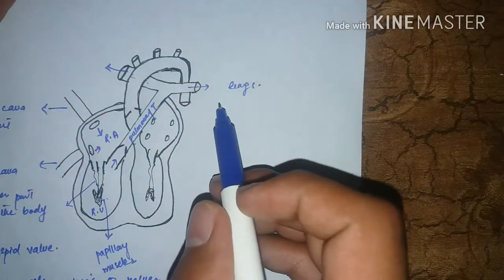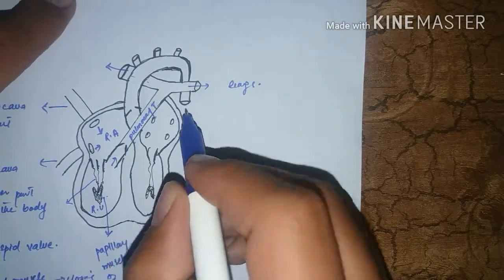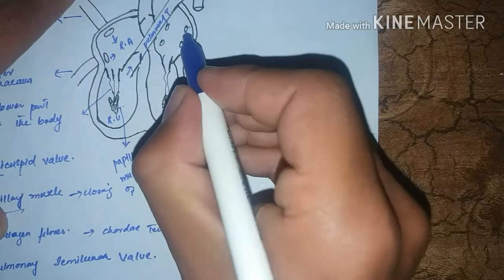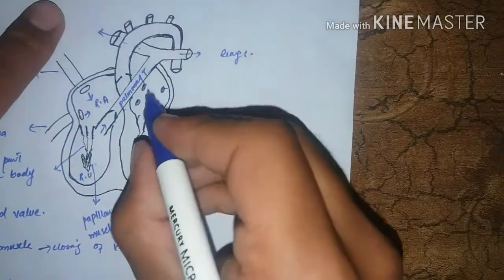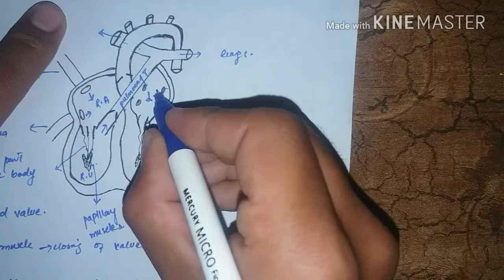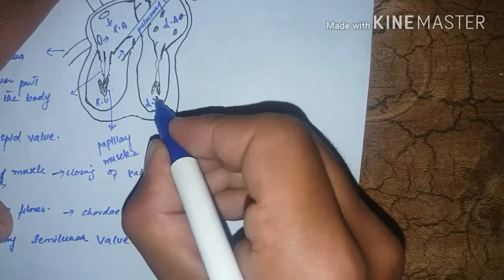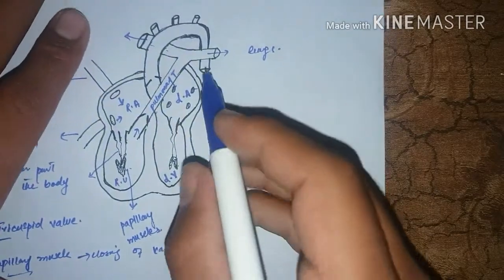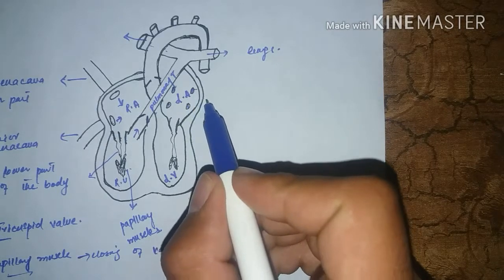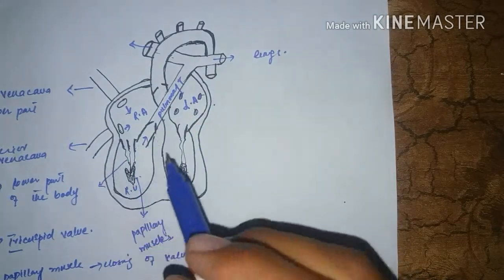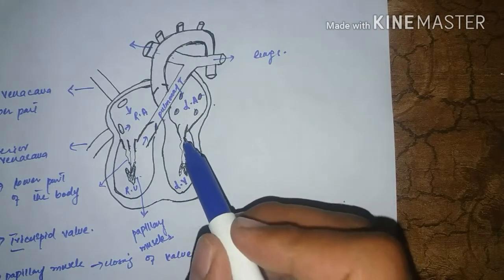After oxygenation, blood comes back through the pulmonary veins. These are the pulmonary veins from where blood comes to the left atrium. This is left atrium. This is left ventricle. When the blood comes from the pulmonary veins to the left atrium, it goes down to the left ventricle.